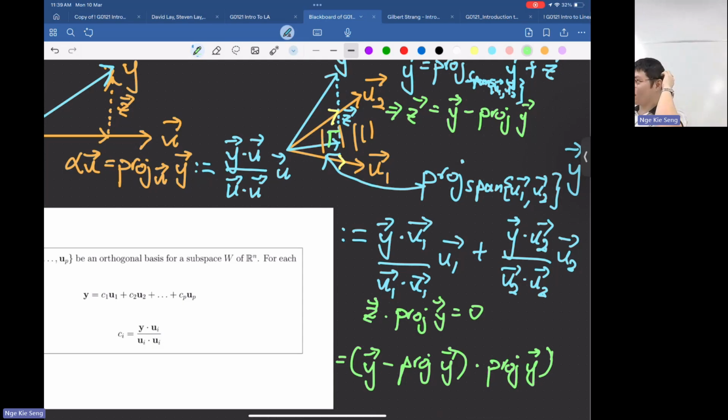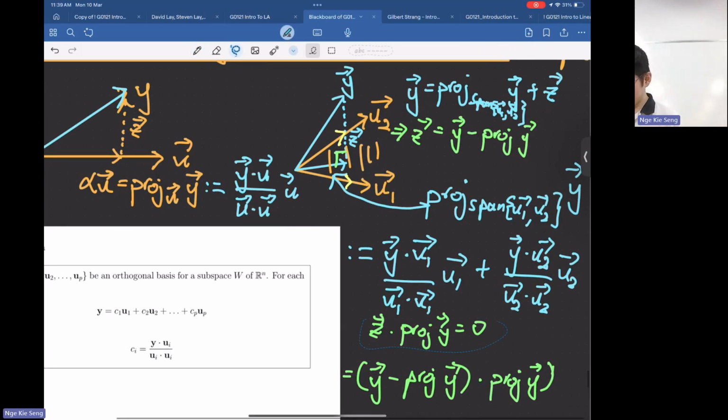You think is it 0 or not? You think it's 0? Why? How do you see that? Y minus projection of y is z, and then y. No, okay, right. Sorry, I had the question.